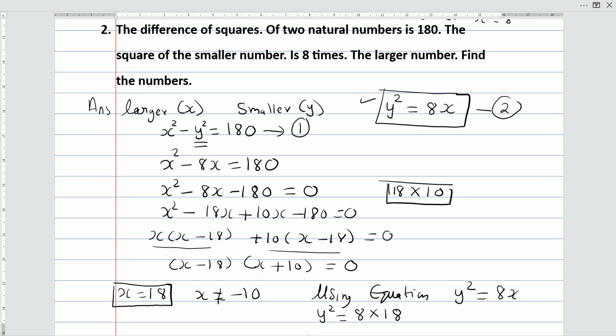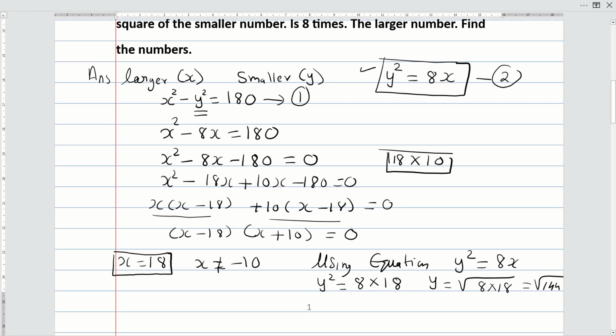We are not interested in y square, we are interested in y. So y is equal to root of 8 into 18. I think 18 into 8 is 144. Correct, students? It is 144. So let us find the value of y. So y is equal to 12. Yay. So find the numbers. The question says find the numbers. So let us find the numbers.